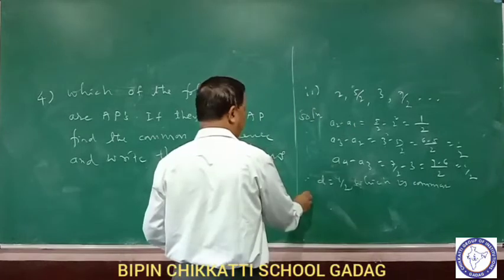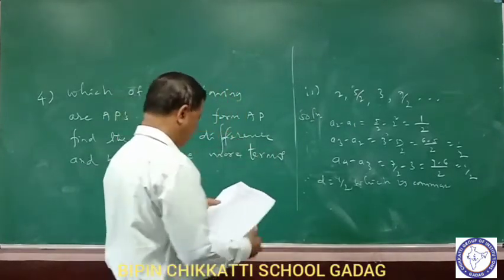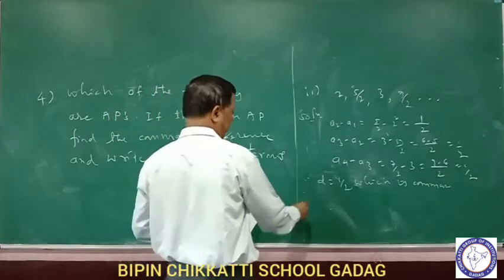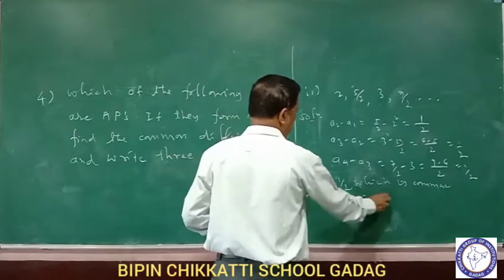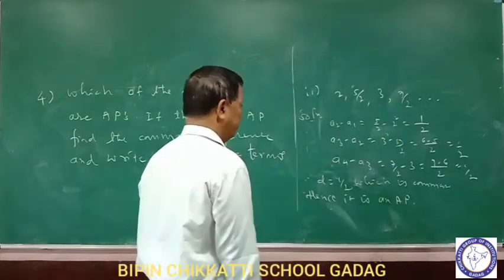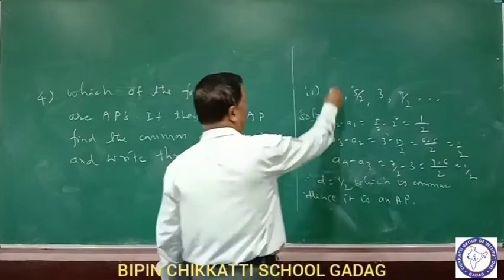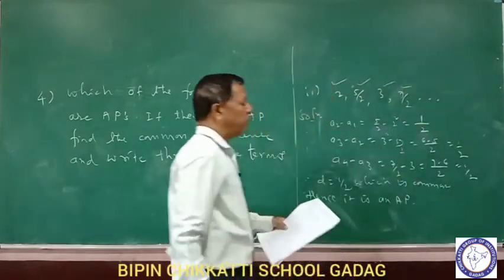And therefore, these numbers form an AP, you can say. And definitely you have to see that it is an AP. Hence it is an AP. If it is an AP, you have to find out the next 3 numbers. How to find out 3 numbers? Here already 2 is there, 5 by 2 is there, 3 is there, 7 by 2. Next 3 numbers you have to find out.